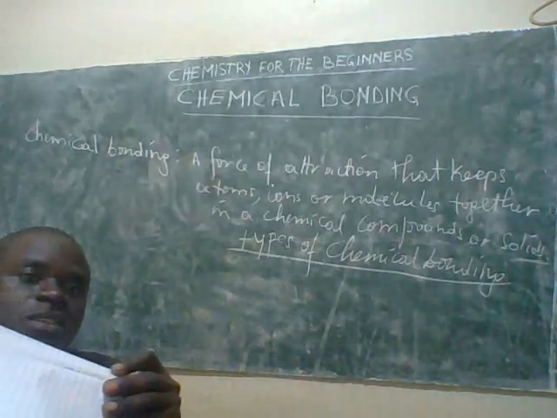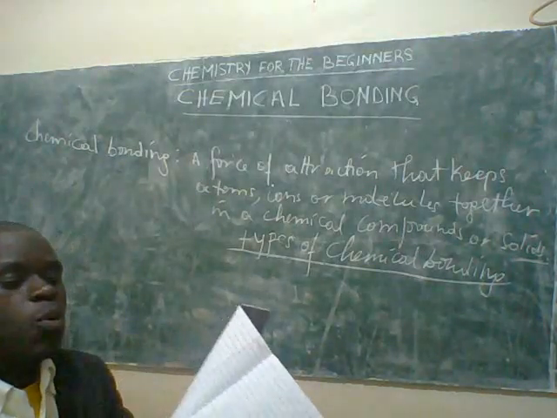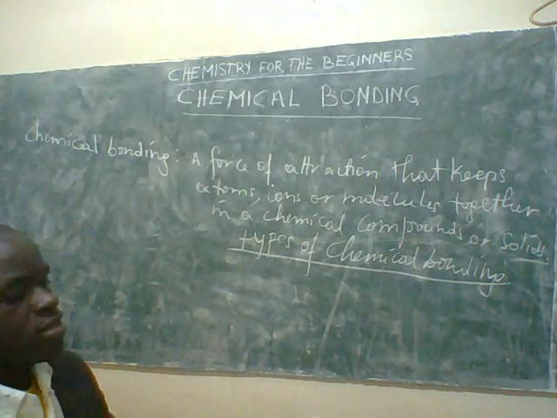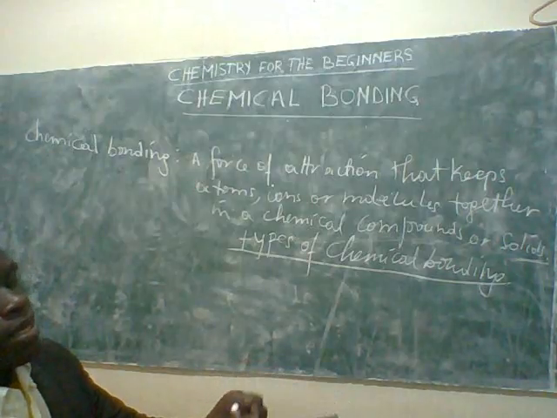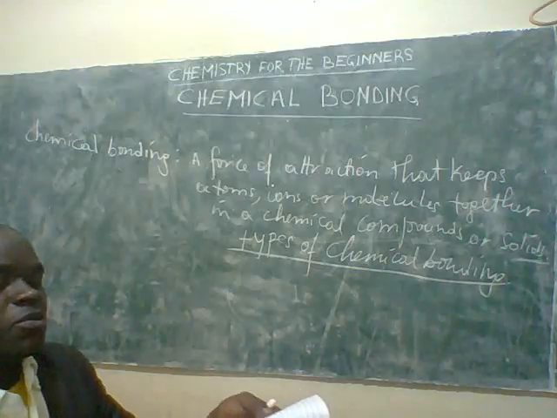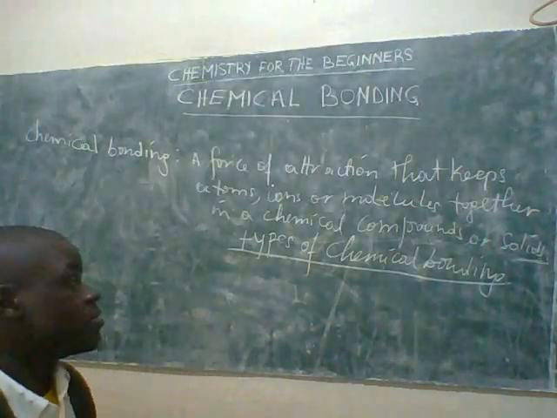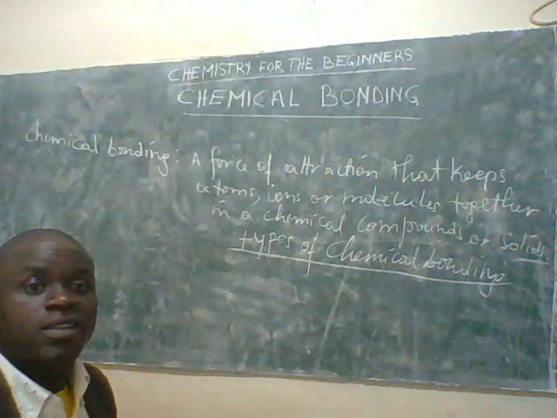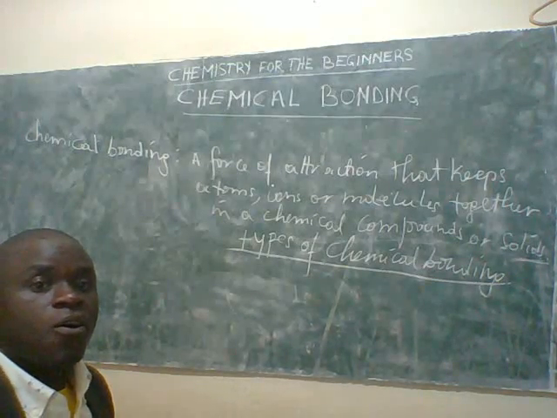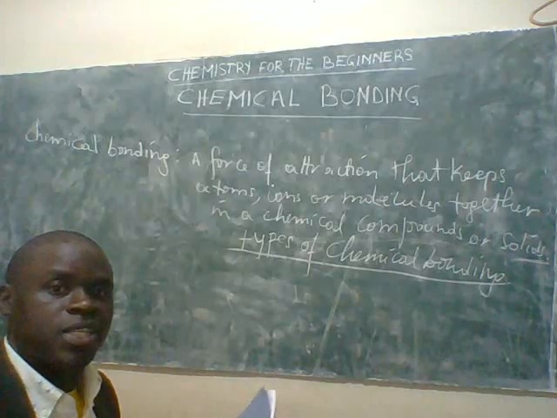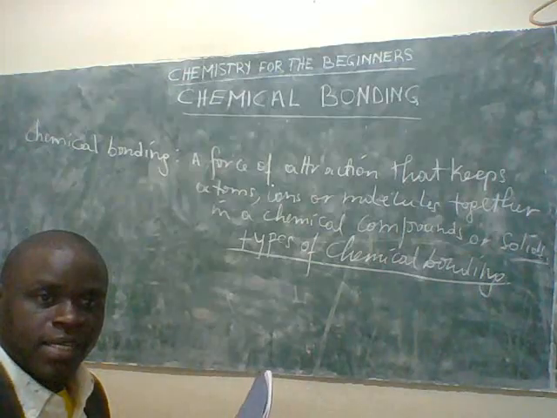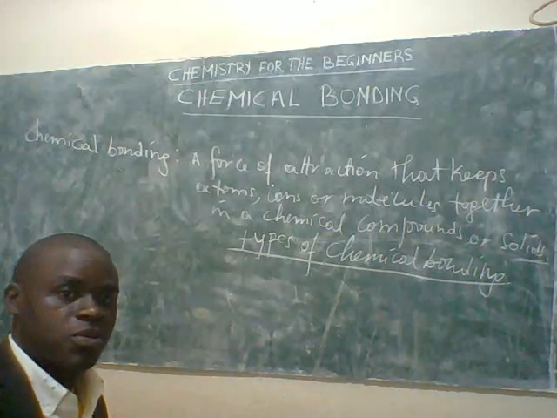Staple wires. These are the staple wires in this book, and they wanted to join or combine these papers here, and they combined them using the staple wires. So the types of bonding is to learn which type of force is used to combine two atoms.